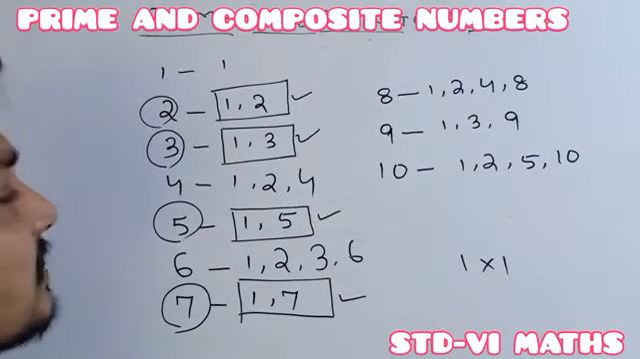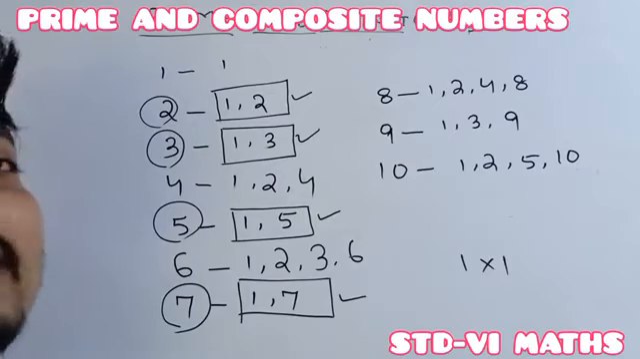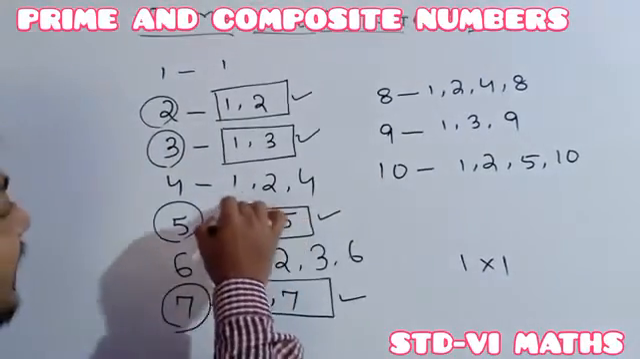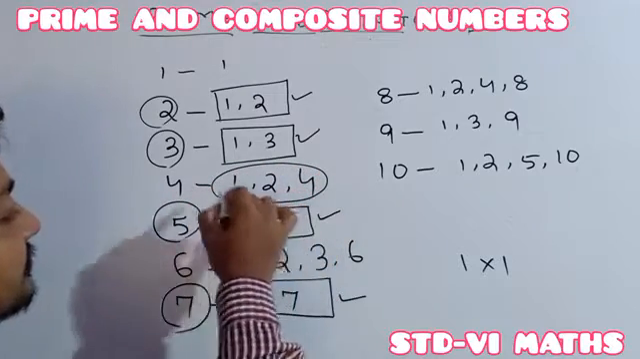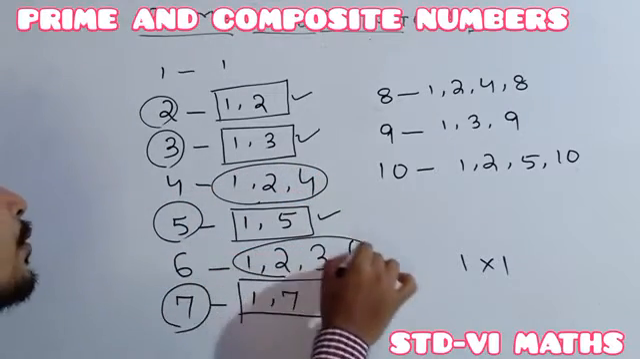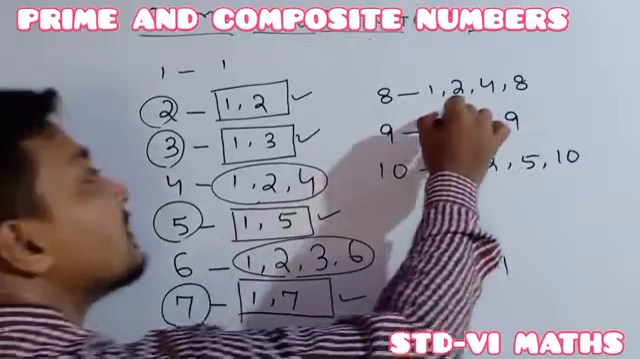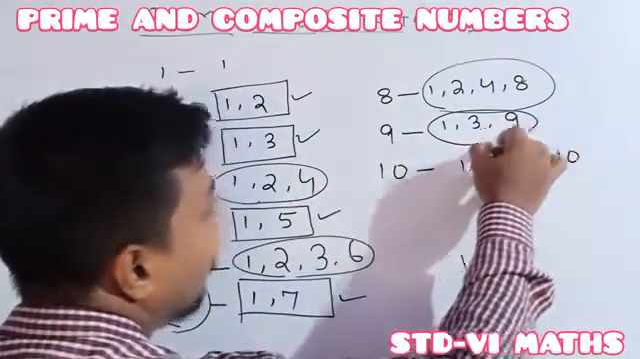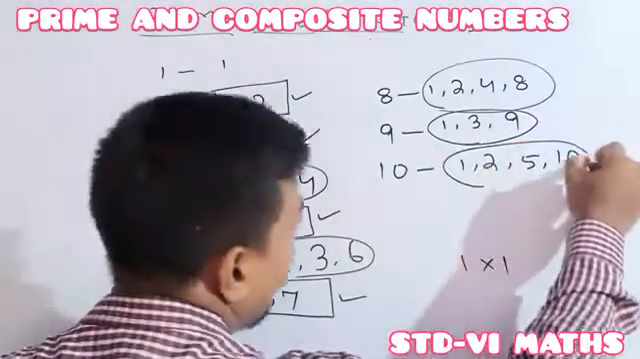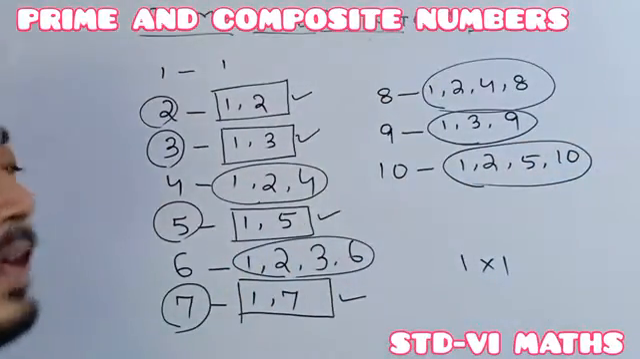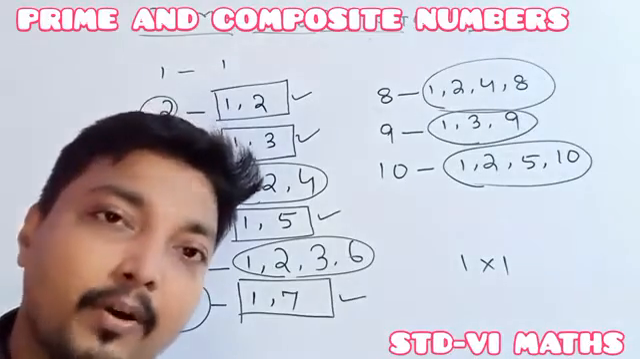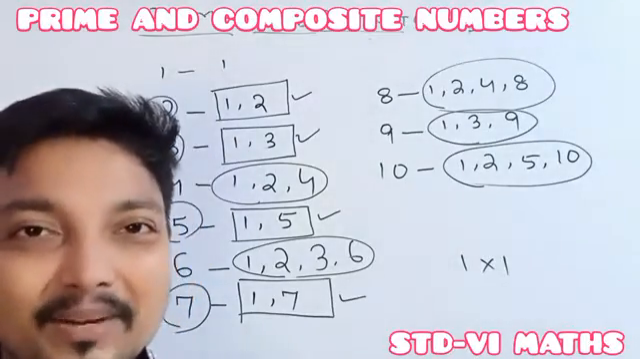A composite number means a number which has more than 2 factors. See, these numbers have more than 2 factors. So it is an easy formula: 2 factors, prime number; more than 2 factors, composite number.